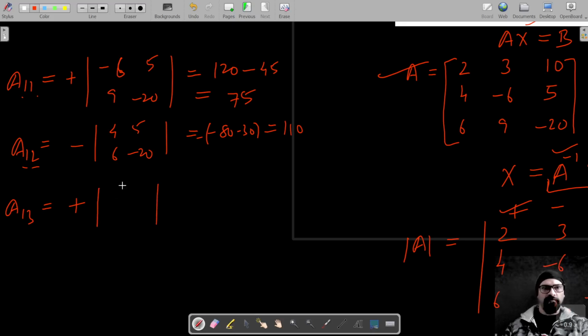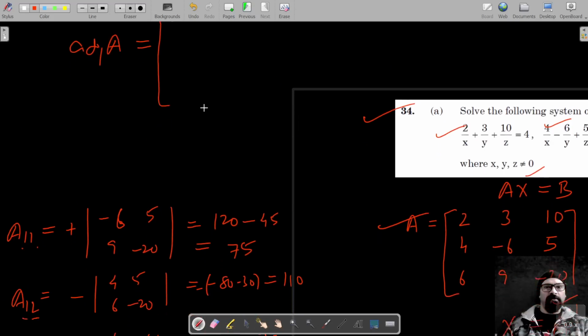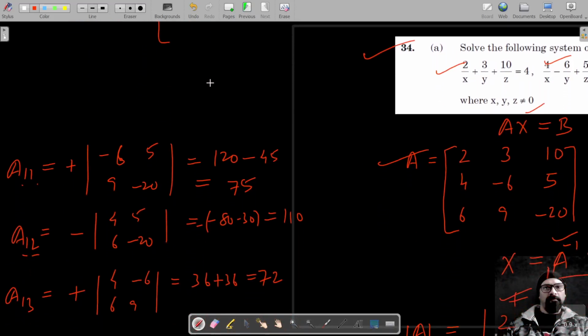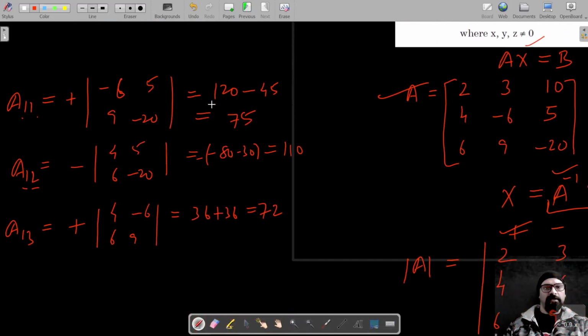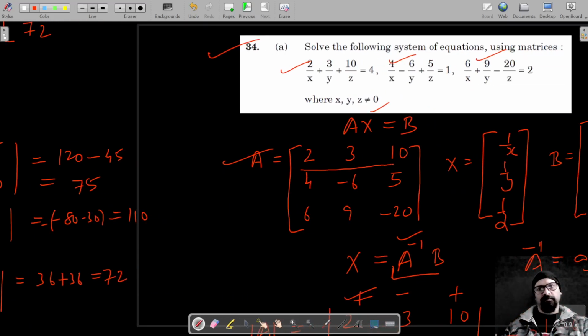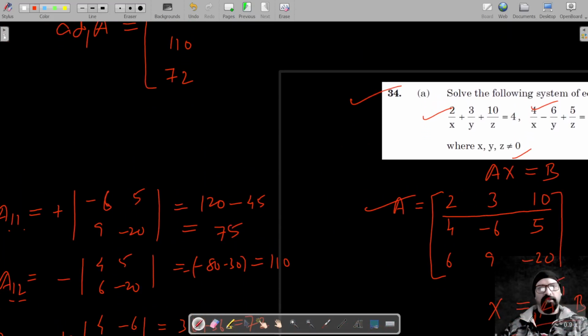Let's find out A13. Remove the row and the column. So this is for A13: 4, negative 6, 6, 9. So 9 into 4 is 36 plus 36, which is equal to 72. So I'm going to write the adjoint of A here. So adjoint of A matrix, I have got the elements 75, 110, and 72. So I will find the cofactors for this and will write them in column form, that is 75, 110, and 72.